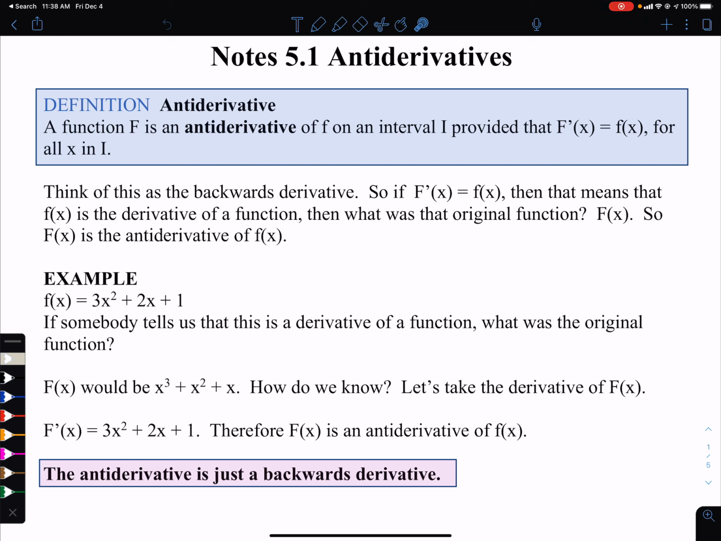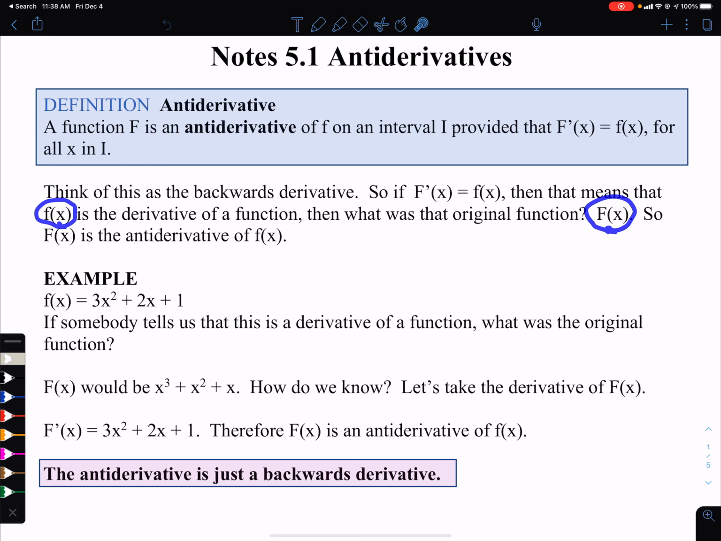So what you have to think of, antiderivatives are like backwards derivatives. So if this statement here is true, what does it mean? It means that f of x is the derivative of a function. So you're told you have f of x, that is the derivative. So the question would be, well, if that's the derivative, what did it come from? What was the original function? The original function would have been capital F of x.